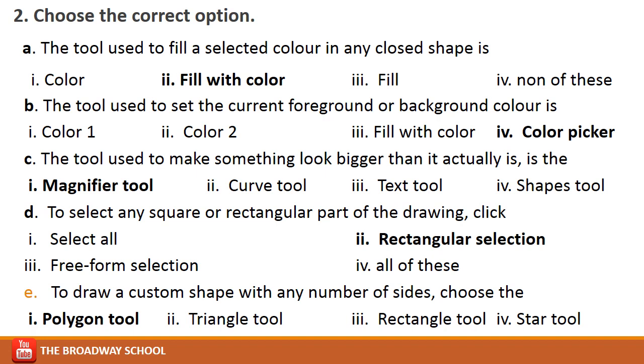The next is, to select any square or rectangular part of the drawing, click select all, rectangular selection, free form selection, or all of these. And the second option, rectangular selection, is the correct one. The last one is, to draw a custom shape with any number of sides, choose the polygon tool, triangle tool, rectangle tool or star tool. And the first one, polygon tool, is the correct option.